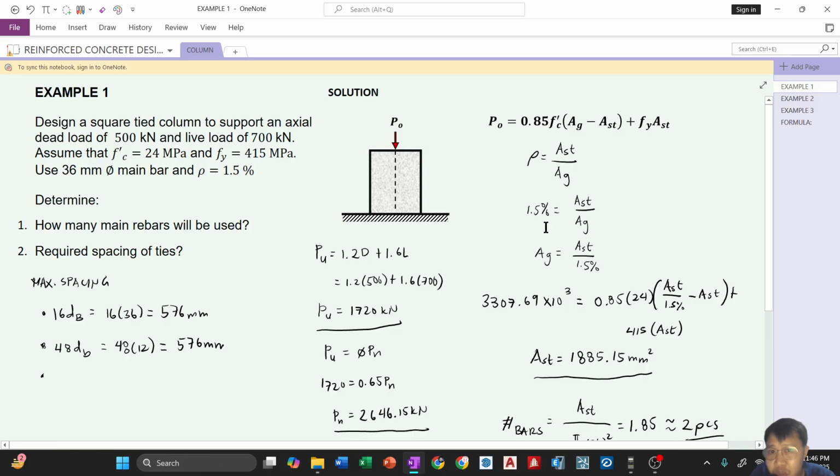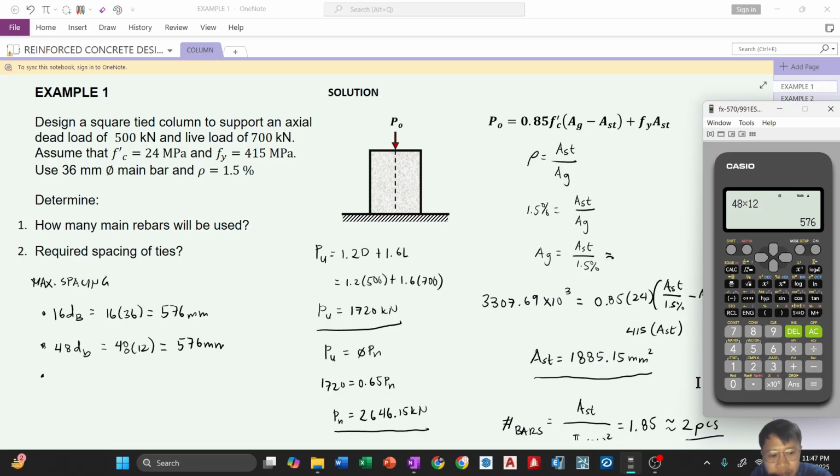So, isolve natin muna yung area nitong ating tied column. So, balikan natin yung nasolve natin na AG equal to AST divided by 1.5%. Given naman na dito yung AST. So, isolve na natin dito. Ano yung magiging value kaya nitong ating gross cross-sectional area? That is 1885.15 divided by 1.5%. Okay? 1885.15, divide this by 1.5%.